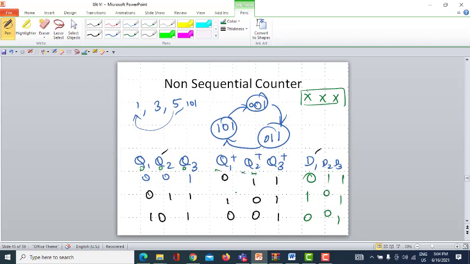And then put this inside your K-map and simplify it, and present it. So don't cares can be used for simplification. Okay, with this I will stop today.